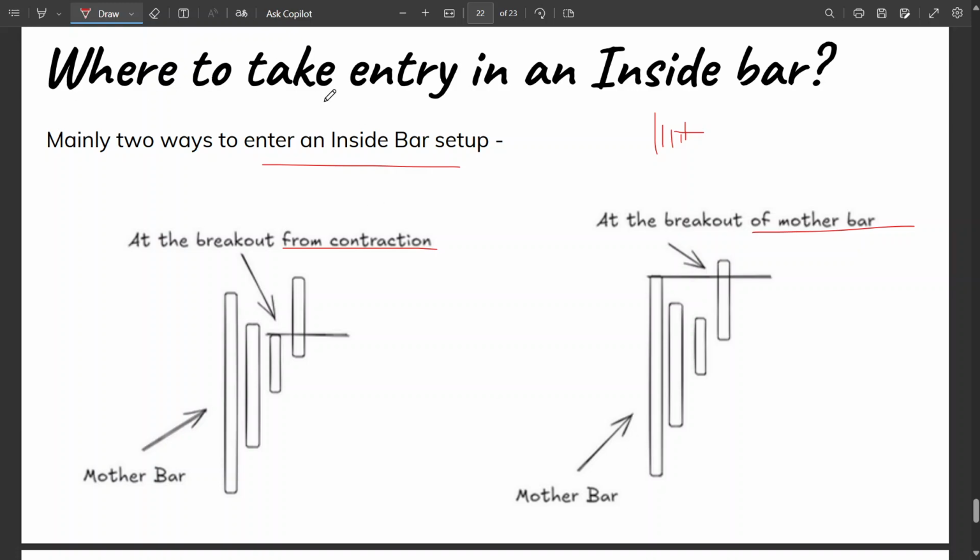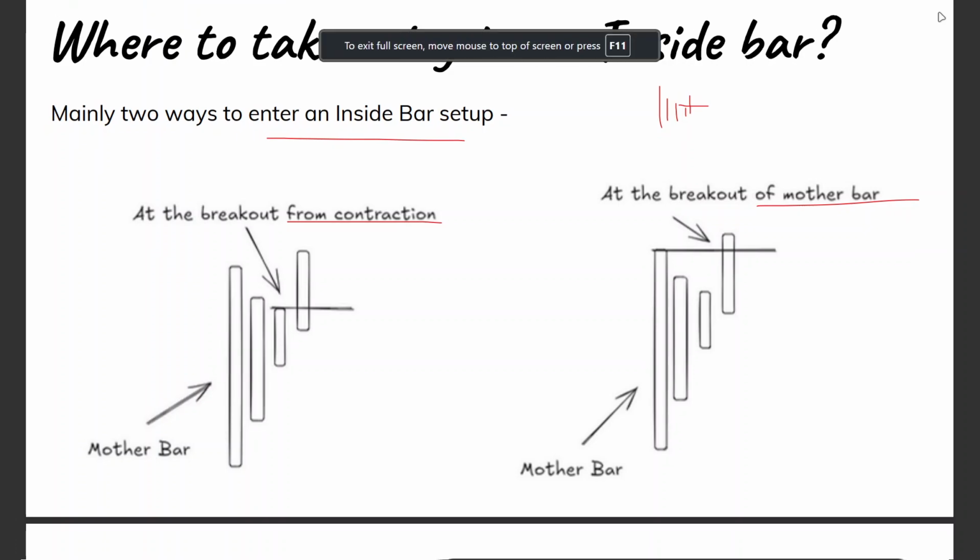So again, this is the type of entry that you can take in an inside bar, right? So how do we actually even find these inside bars, right?